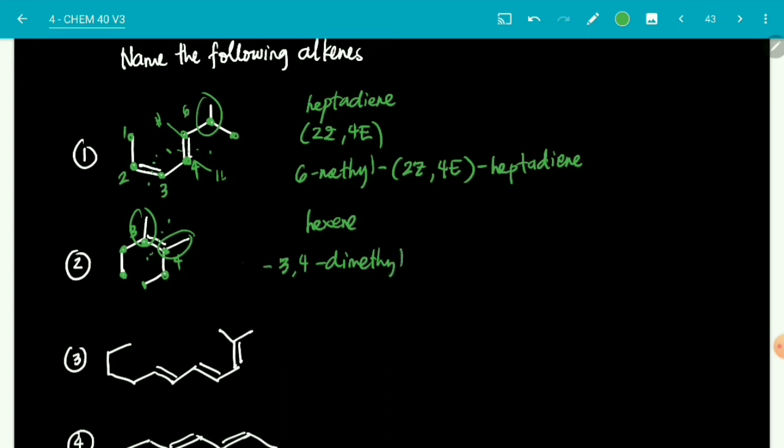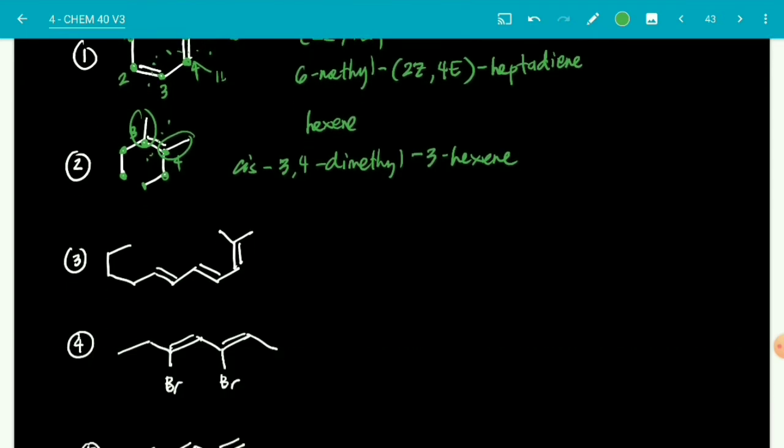Okay? Tapos, lagyan natin ng cis. Cis, 3, 4, dimethyl. Lagyan natin yung 3, hexene. Okay? So, yan yung name ng number 2. So, cis, 3, 4, dimethyl, 3, hexene. Okay? So, next, okay, nandito nagsa-start. Pinakamalapit yung double bond sa side na to. So, dito tayo mag-start magbilang. 1, 2, 3. Okay? So, nasa 2, nasa 4, 5, 6, 7, 8, 9, 10, 11.